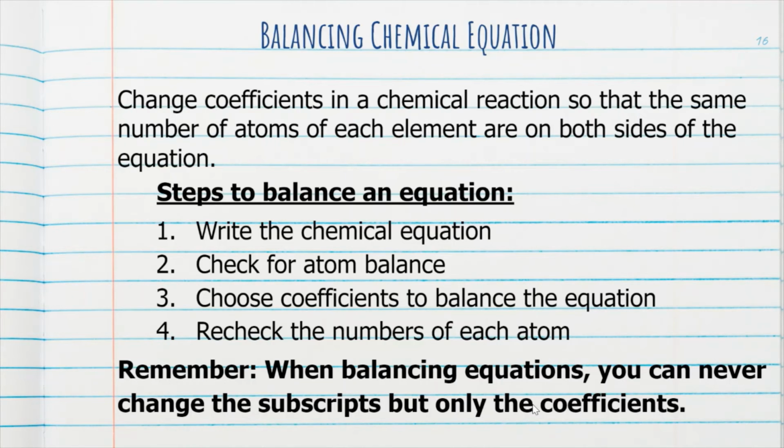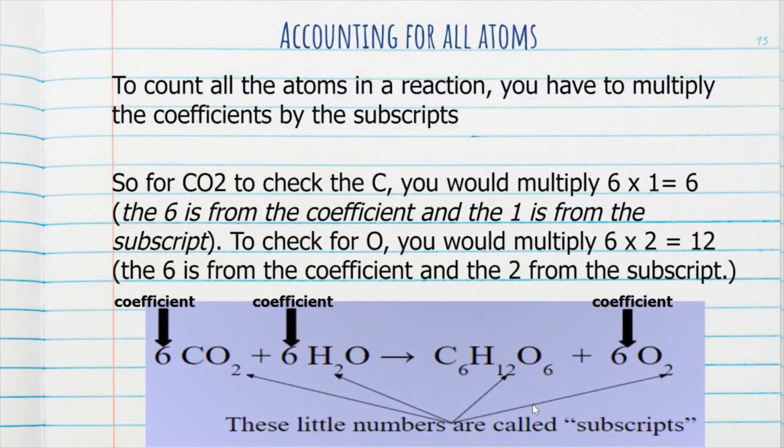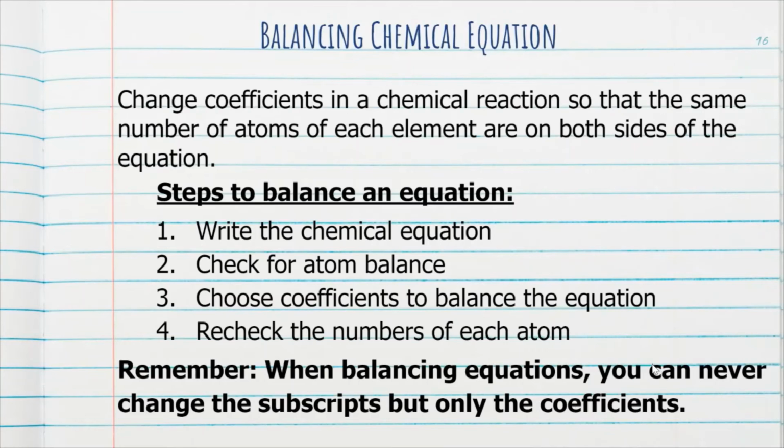First off, you have to write the chemical equation, right? And so an example again of a chemical equation is like this photosynthesis equation at the bottom. 6 CO2 plus 6 H2O yields or gives you 1 molecule of glucose and 6 of oxygen, right? So that is the chemical equation, and that's what you would write down.